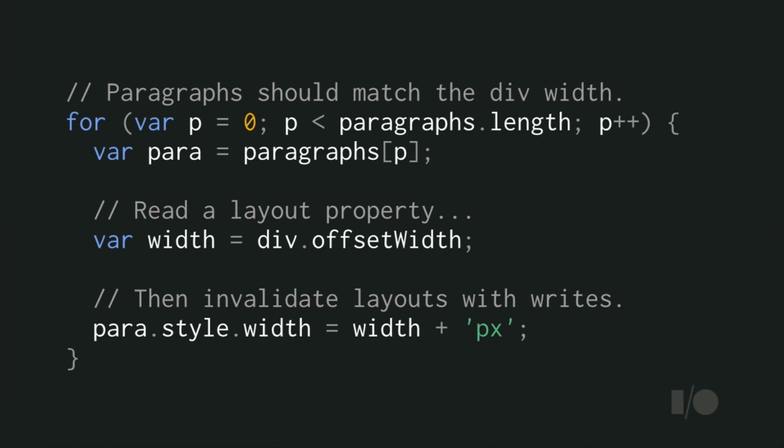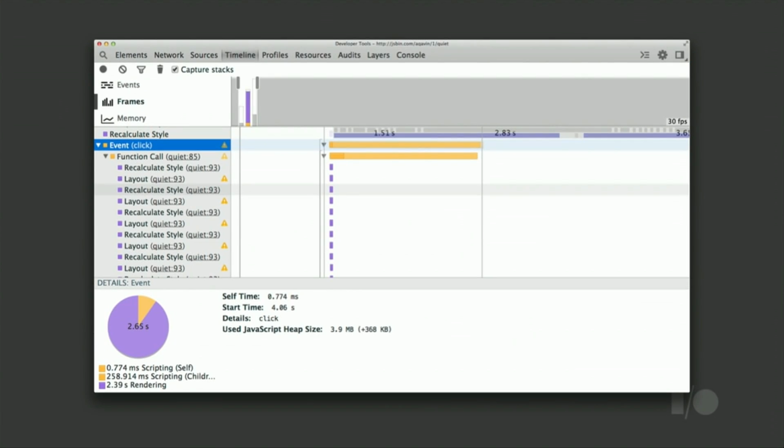We'd loop through our paragraphs, we ask for the width of the blue block, and then we set the first paragraph. And we go round the loop, and we ask for the width of the blue block, and we set the second one. And if you run DevTools against this, you'll start to see something that looks like this. The first thing to notice is that we have a monster frame, which is about 2.65 seconds.